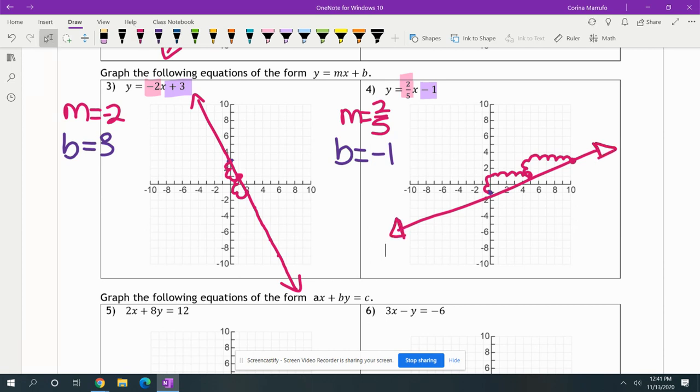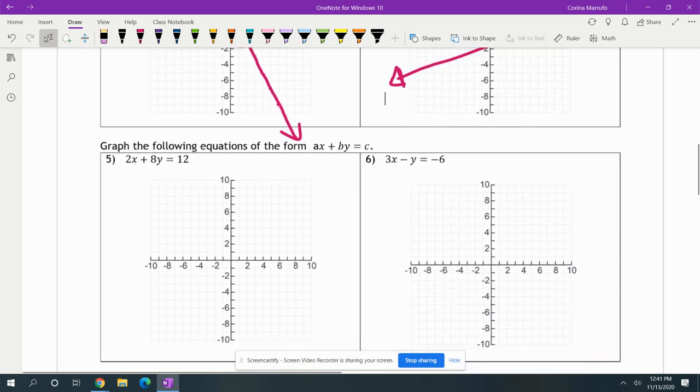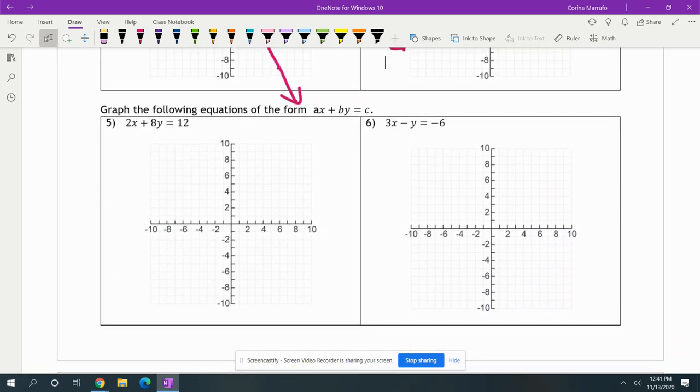And that's it. All right, the next one, it says graph the following equations of the form ax plus by equals c. So if we recall from the last lesson, to find our slope m, we are going to do -a over b. Okay, and our y-intercept b is c divided by b.